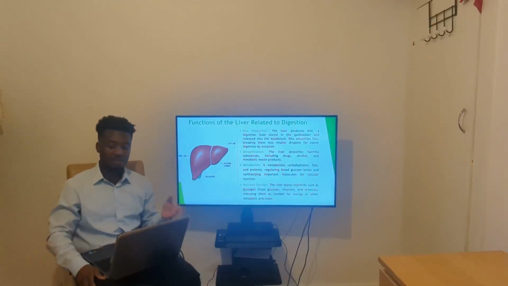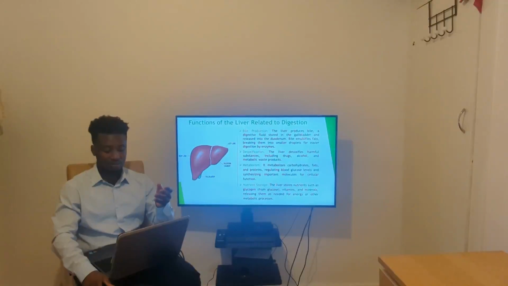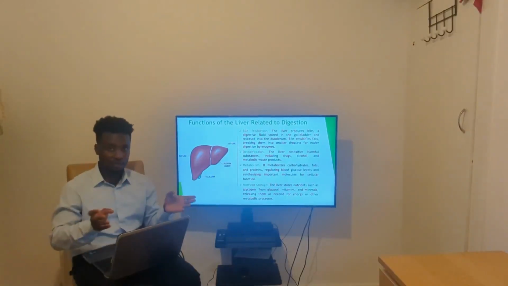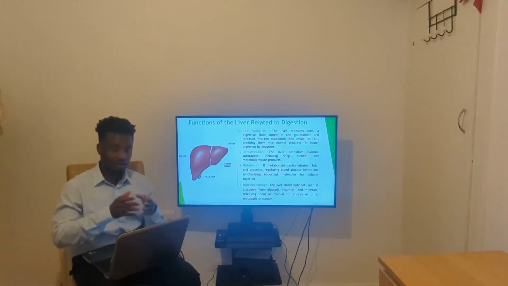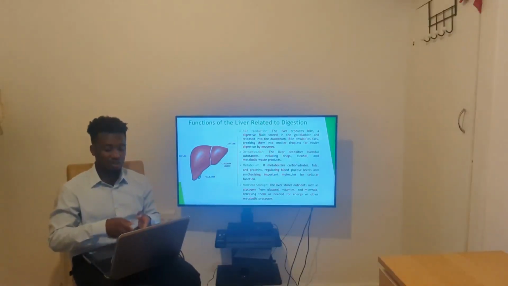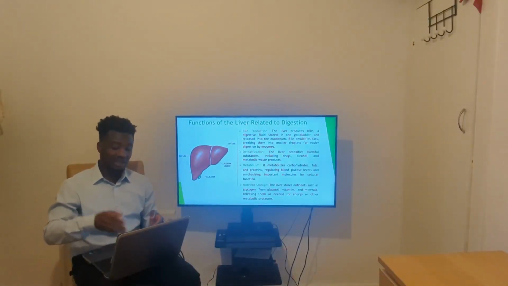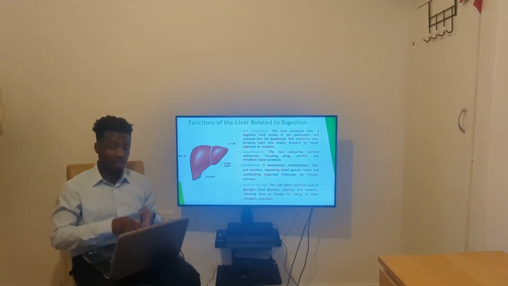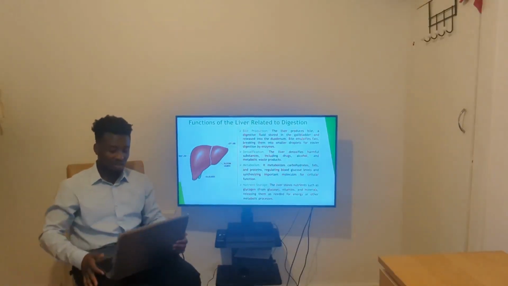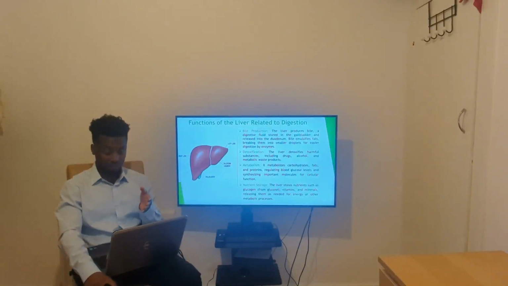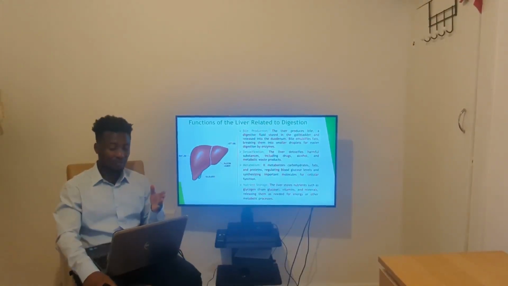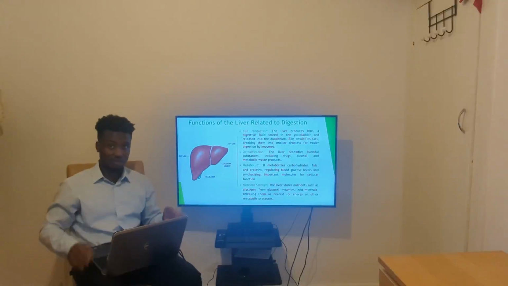Then metabolism. Metabolism is a process of breaking down food particles through chemical reactions to form energy. So the liver metabolizes carbohydrate, fat, and protein, regulating blood glucose levels and synthesizing important molecules for cellular function. For nutrient storage, the liver is also responsible for storing nutrients such as glycogen from glucose, vitamins, and minerals, releasing them as needed for energy or other metabolic processes.